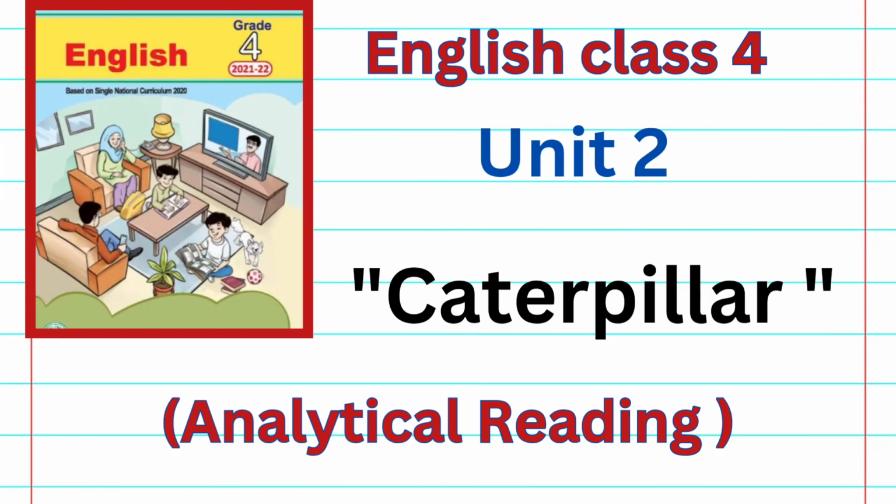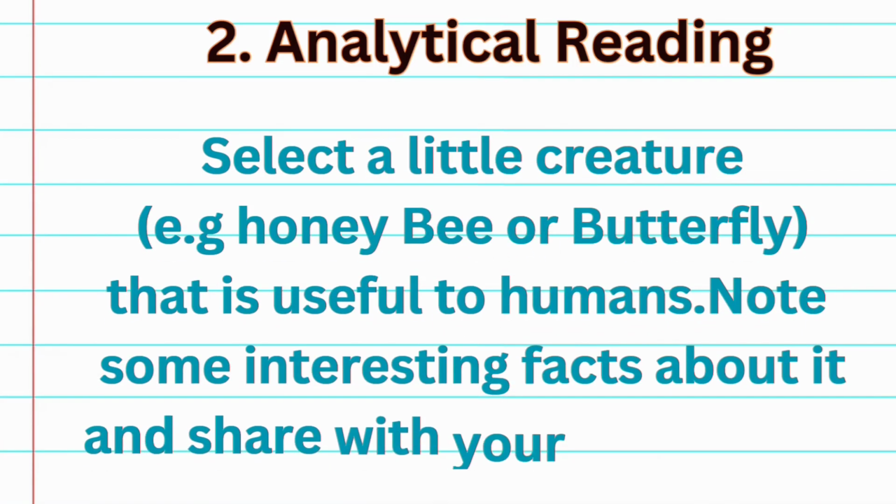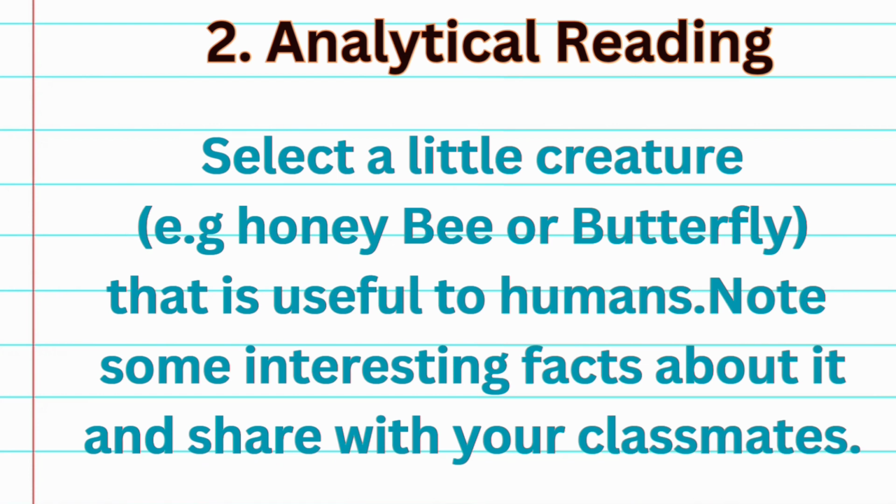English Class 4, Unit Number 2, Caterpillar, Solved Exercise, Part B, Analytical Reading. Select a little creature, for example a honeybee or butterfly, that is useful to humans. Note some interesting facts about it and share with your classmates.